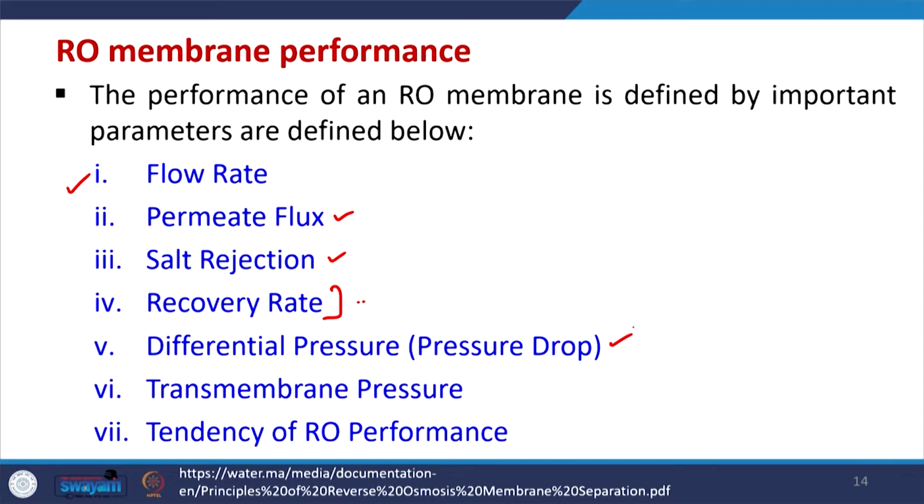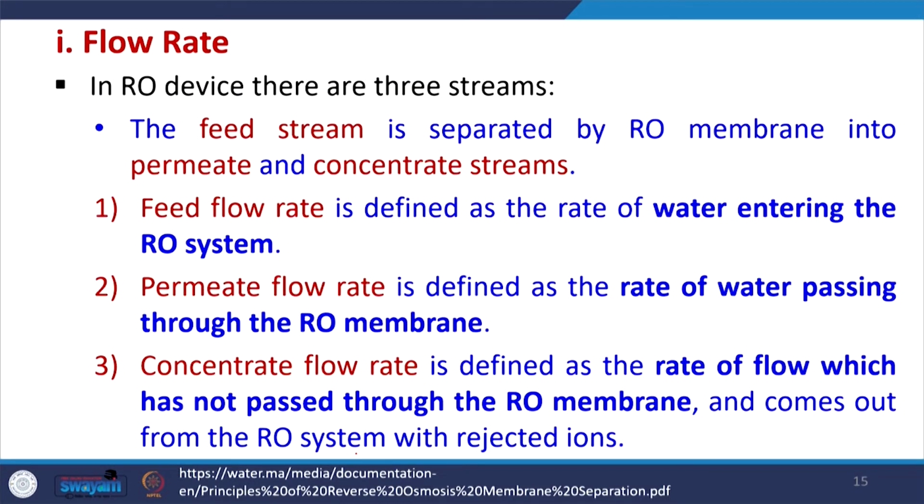So, that is also an important consideration, and then what is the actual transmembrane pressure beyond the semi-permeable membrane, and then the different other performance parameters may be clubbed together in the tendency of RO performance with respect to other parameters. Now, first we will understand the flow rate. In an RO device there are three streams: the feed stream, the permeate stream and the reject stream. The feed stream is separated by the RO membrane into permeate and concentrate stream or reject stream. We have already discussed this earlier, so we will not go further into this.